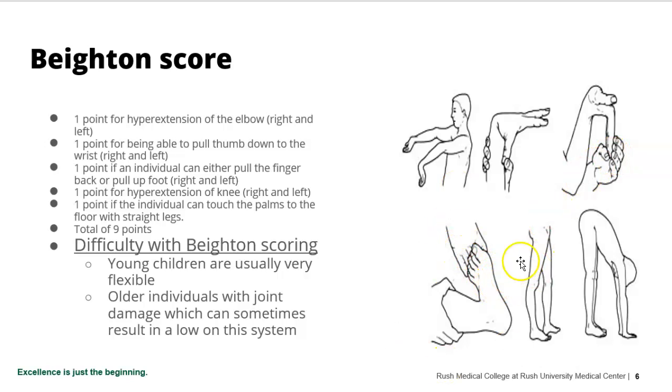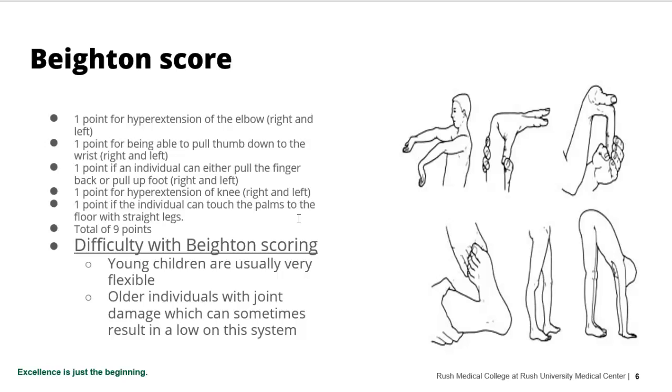Then the hand pulled all the way down. I usually don't do the foot, but there is hyperextension at the knee. So you get 1 point for the right or left. You could do this or this, but let's just talk about this one. And then finally, you get a point for bending over and being able to touch the palms to the floor. So 2, 4, 6, 8, 9. 9 points. It's considered positive if it's over 5 points.